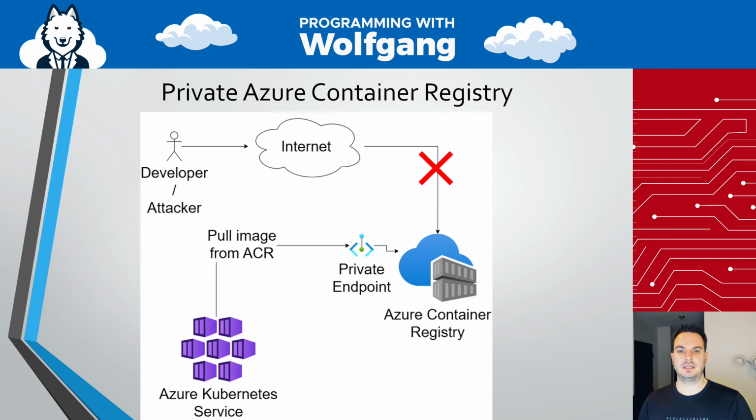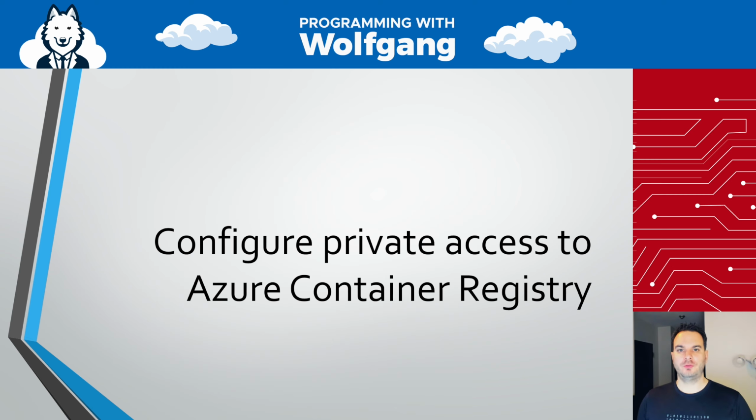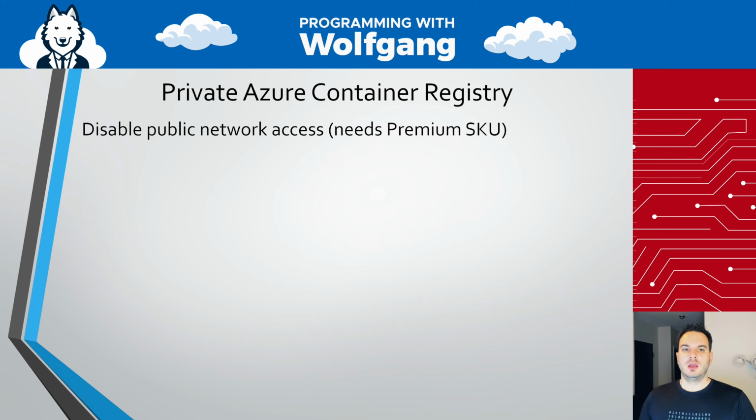But for now, let's take a look at how this works. First, I'm going to show you how it works in theory, and next I'm going to show you a practical example. To use a private Azure Container Registry, we have to use the premium tier of the container registry, because only with the premium tier we can disable the public network access. It's a bit annoying because it's more expensive, but I think the premium tier costs around $50 a month, so it's not too expensive.